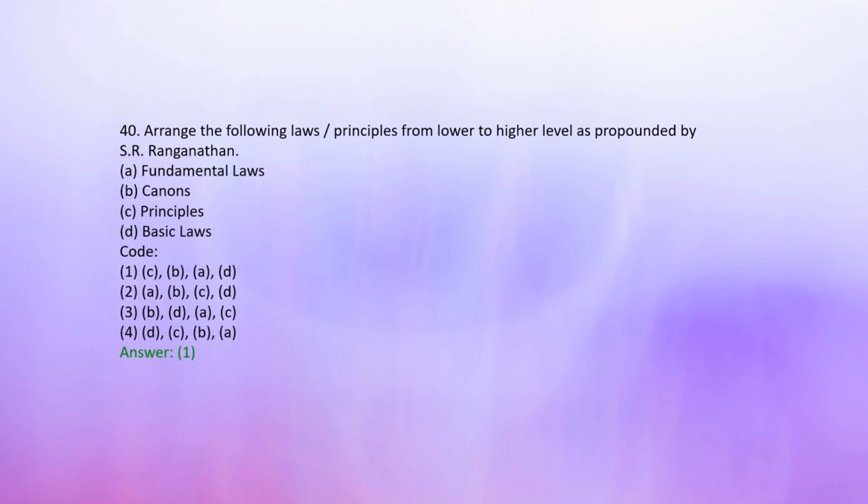Number 40. Arrange the following laws or principles from lower to higher level as propounded by S. R. Ranganathan. A. Fundamental laws, B. Canons, C. Principles, and D. Basic laws. And correct sequence is option 1. And first of all, C. Principles, then B. Canons, then A. Fundamental laws, and last Basic laws.